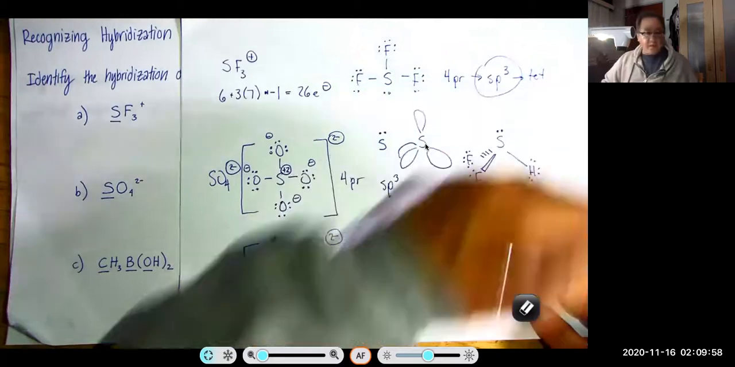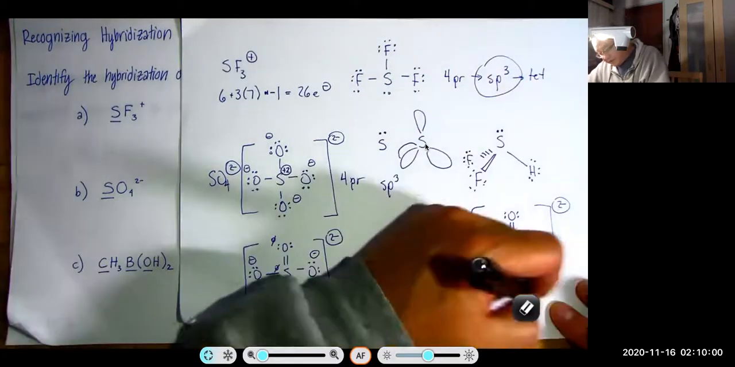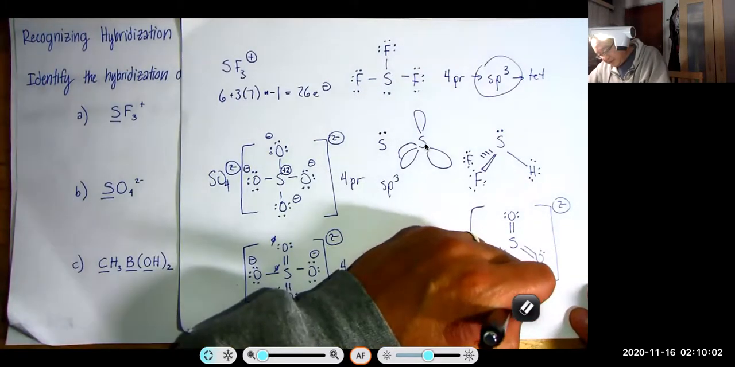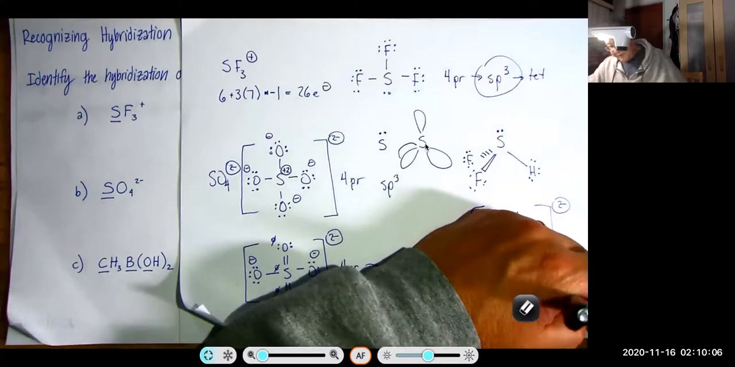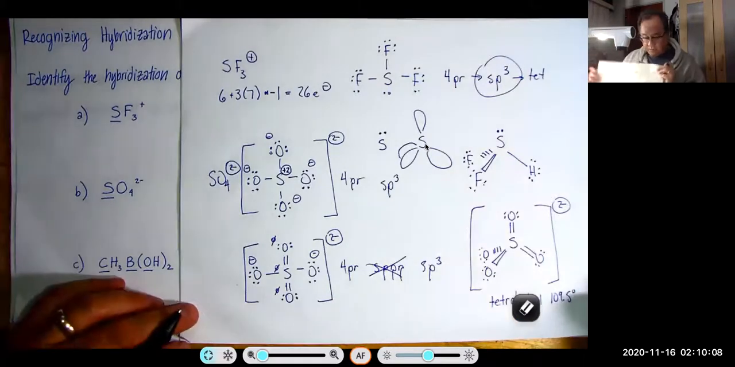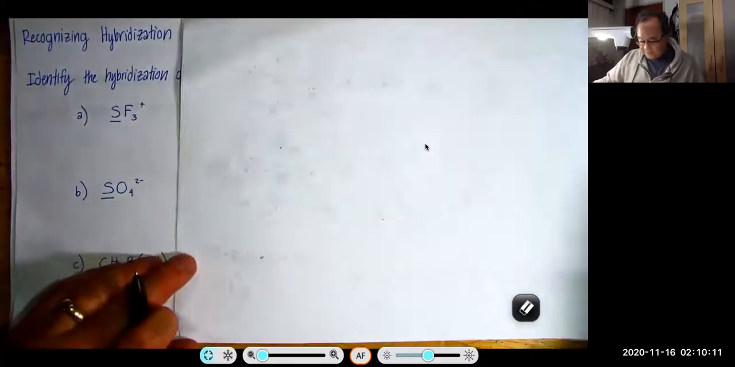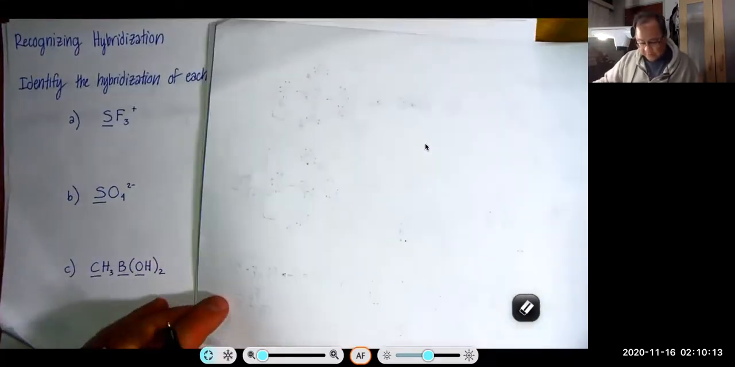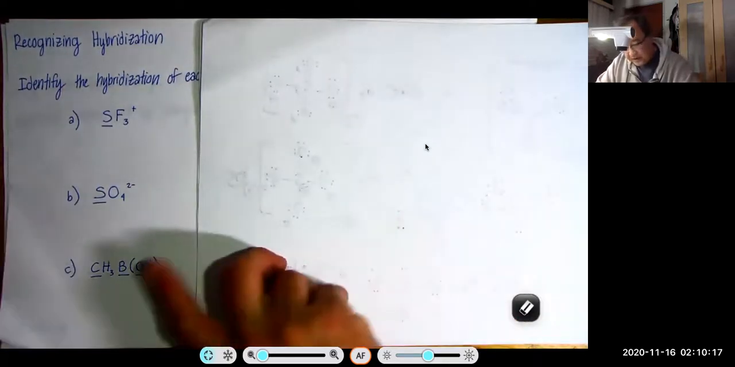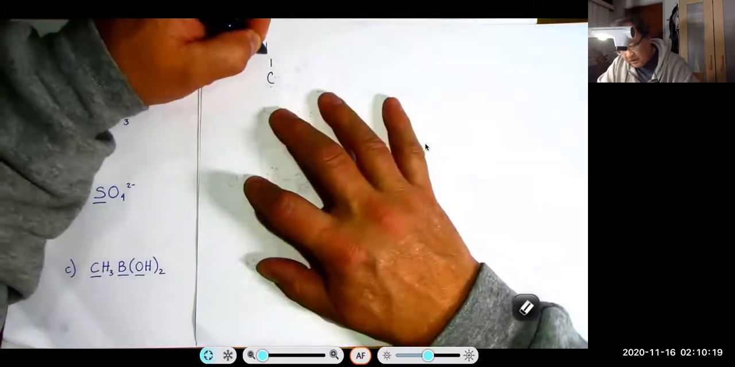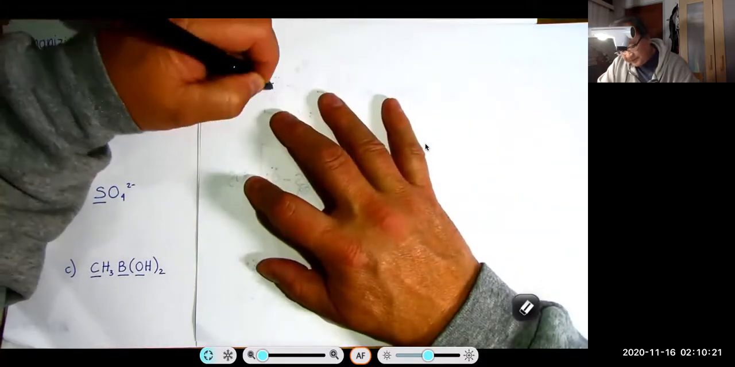And what is the geometry? Tetrahedral, with angles of 109.5 degrees. Okay, what about this last one? This last one is more interesting because we've got a few things going on. So we've got this CH3, which we should understand now, looks like this.